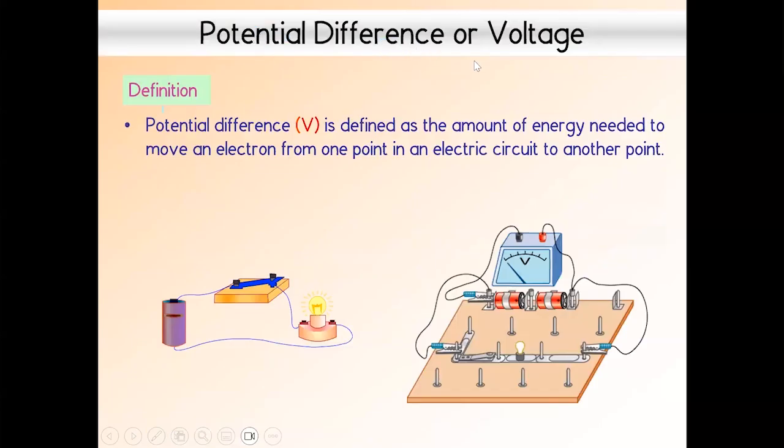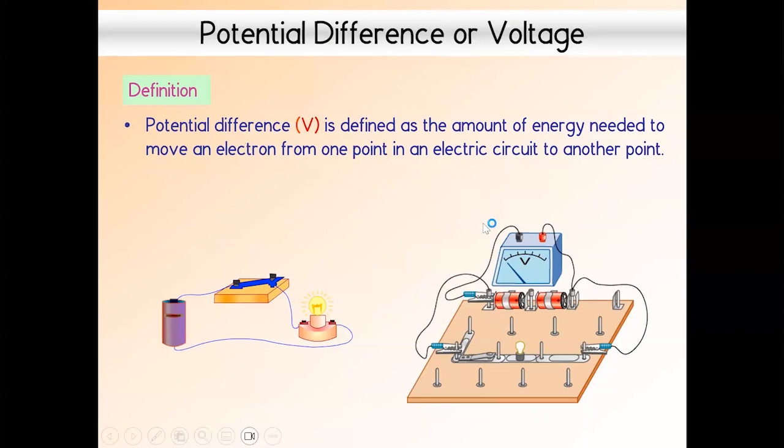Potential difference, we also can call it the voltage. Now, potential difference is defined as the amount of energy needed to move an electron from one point to another point inside the entire circuit. So it's like a push. Without this potential difference, current can't flow. Okay, current cannot flow. So it serves like a push, pushing the electron to move through the circuit. Otherwise, on its own, the current will not be flowing in that particular direction.